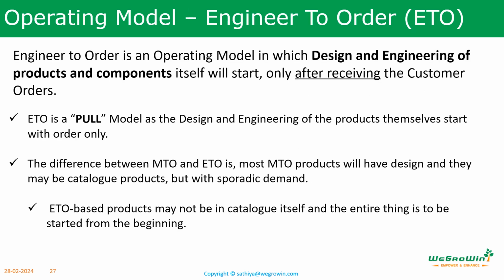Next variety is called engineer to order. So what is happening in engineer to order? Engineer to order is an operating model in which design and engineering of the products and components itself will start only after receiving the customer orders. And ETO is also a pull model. The difference between ETO and MTO is that MTO products will have a design and they are mostly catalog products. But ETO products are not in the catalog, and the entire thing has to be started from the beginning.